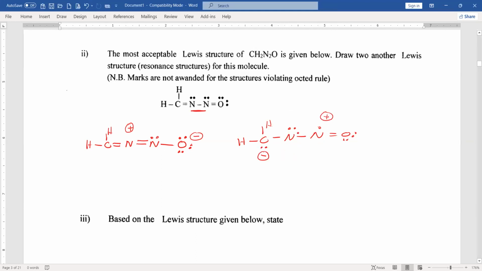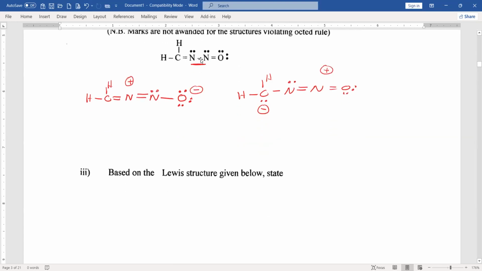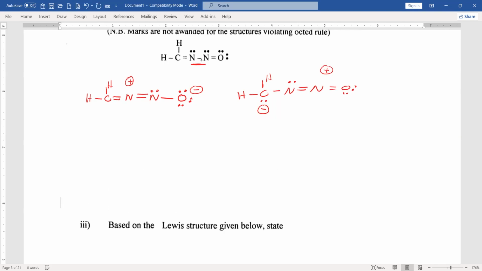Then because of the presence of these 2 unpaired electrons, one on each, it will form a bond like this. So this is another structure. You are asked to draw 2 structures here, those 2. And we can sometimes try with a triple bond between this nitrogen. Then I will straight away draw that.